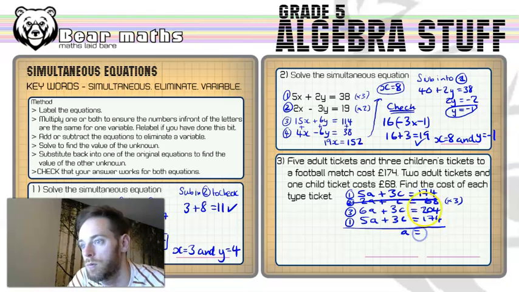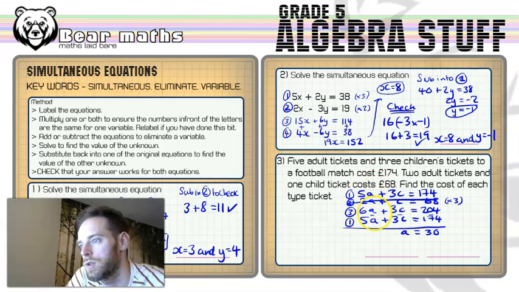6a minus 5a is 1a. These two have disappeared, and this would give us a difference of 30. So an adult ticket is 30. I'll just write that there. Well, in fact, I've already written it there. I was going to write it in the answer space, but I'm not going to at the moment because I've got to check my answer first.